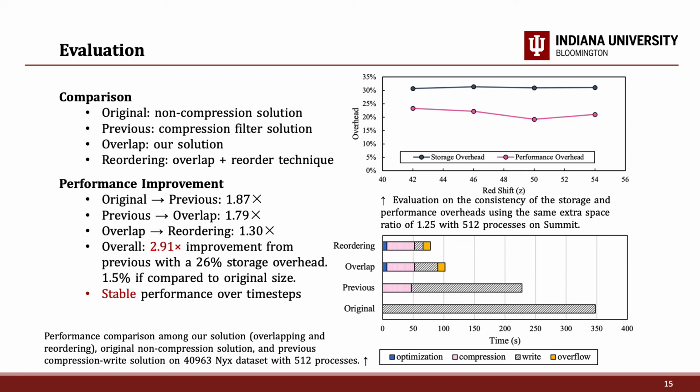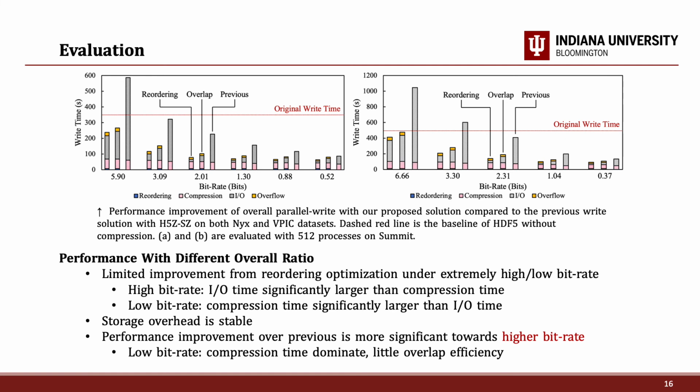And it's stable performance over different time steps. So you can see on the right-hand side, we demonstrate multiple time steps of the NYX datasets, and our improvement is very stable. And next is the performance with different overall ratios. So we know that we can compress the data into different bit rates or with different compression ratios. So we evaluated that with the 2 datasets we have, the NYX and VPIC datasets.